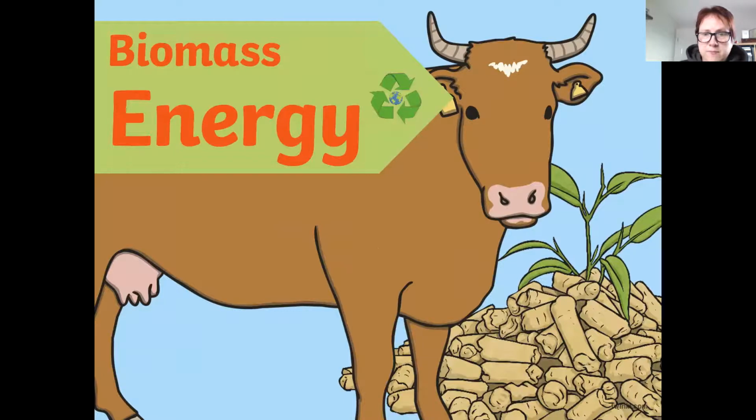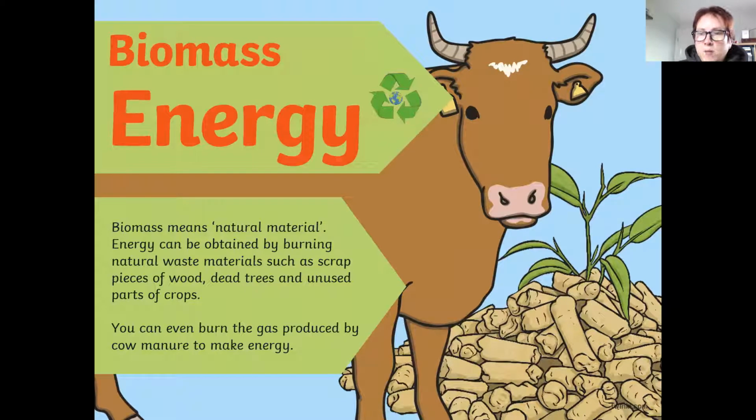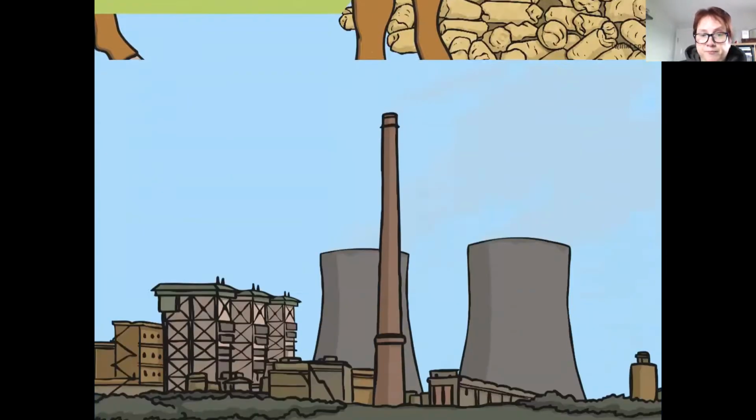Biomass energy. So biomass means natural material. Energy can be obtained by burning natural waste materials such as scrap pieces of wood, dead trees, unused parts of crops. You can even burn the gas produced by cow manure to make energy. So these are all renewable sources of energy. Not everybody can afford them. Storage can also be a problem.